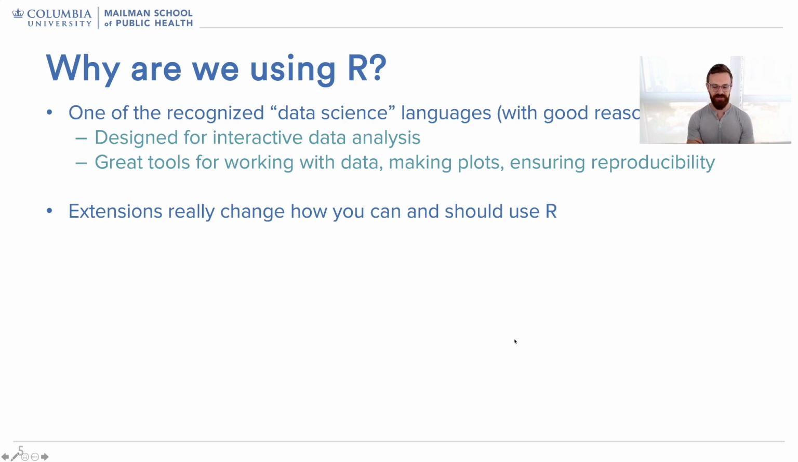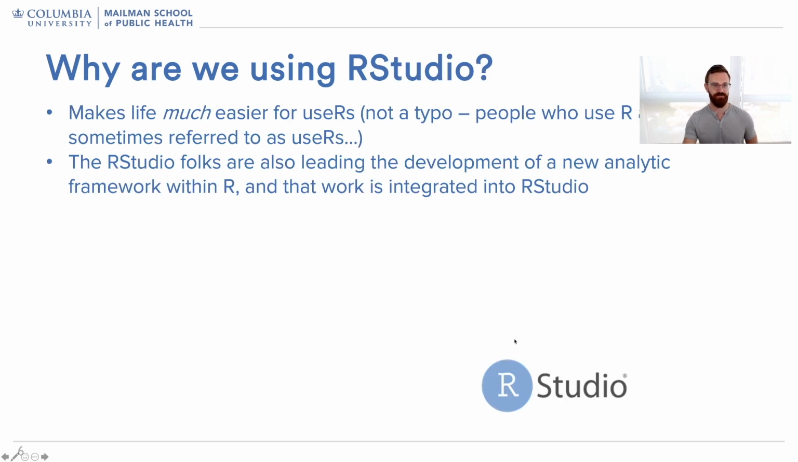It's also, especially in the last few years, true that R has become very good for working with data. There are tools for data manipulation, data management, data tidying, processing, wrangling, however you want to refer to it, making plots, ensuring reproducibility. There are a lot of really useful tools in R, and I think those are good reasons to use it. And I say here also that extensions change how you can and should use R. Most of what we're going to see are things that have been contributed by others to the R framework to make it really a top-notch language for doing data science.